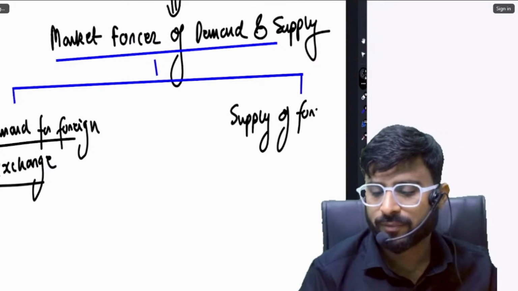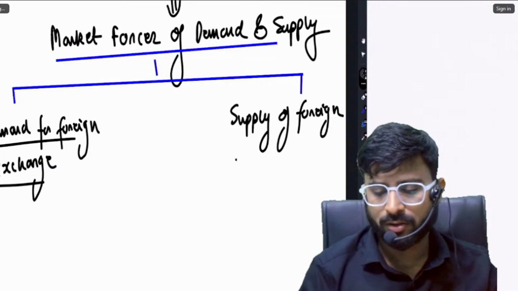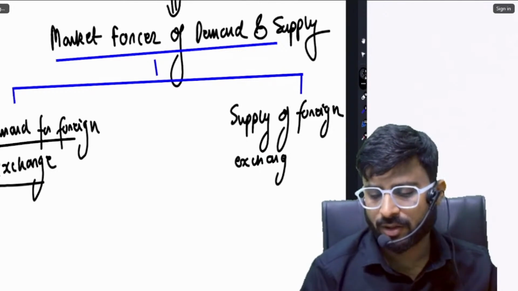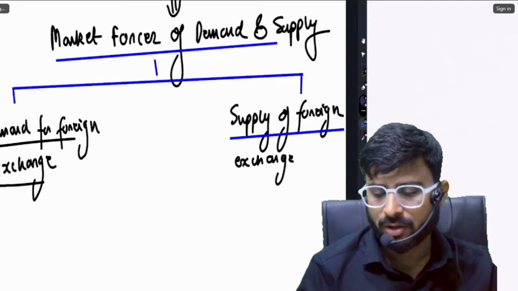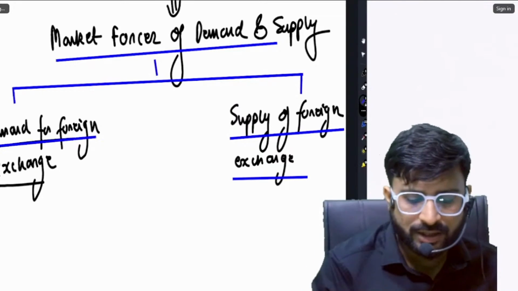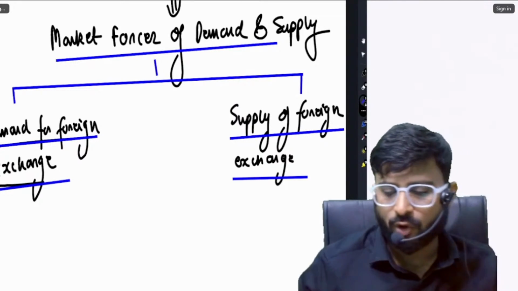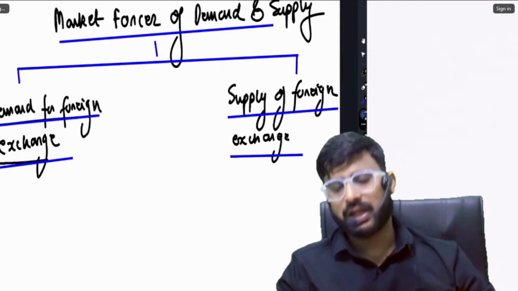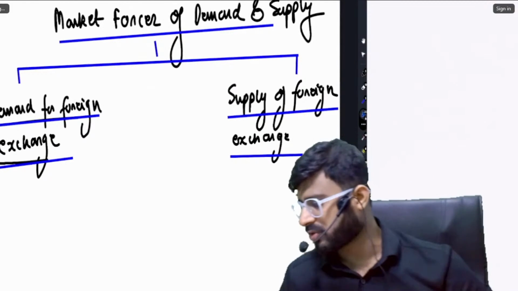Supply of foreign exchange. And then there is demand for foreign exchange. On one side, you have demand for foreign exchange, and on the other, you have supply of foreign exchange.